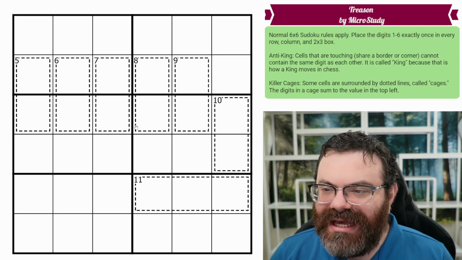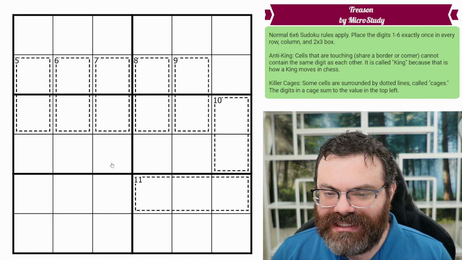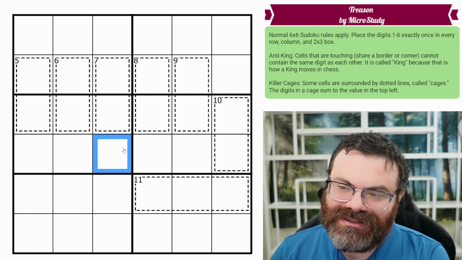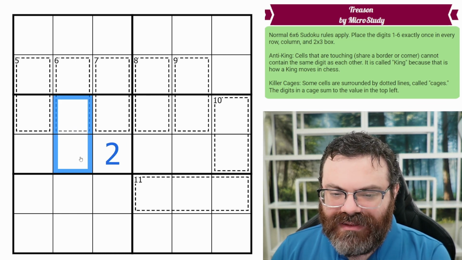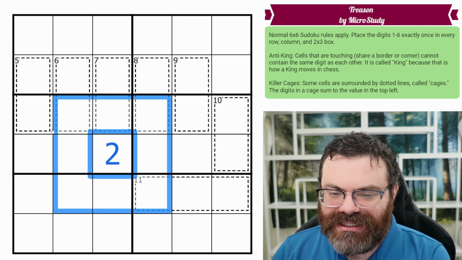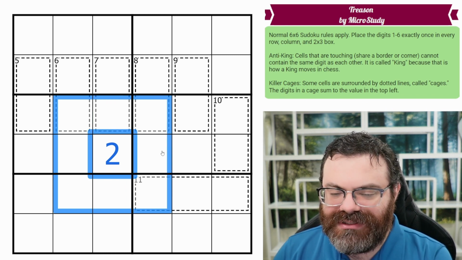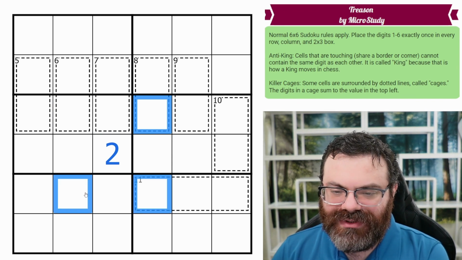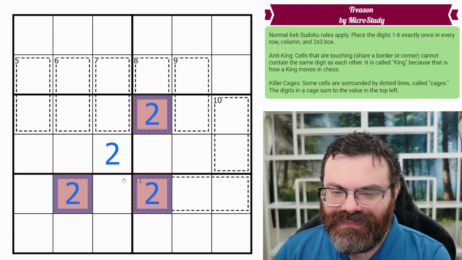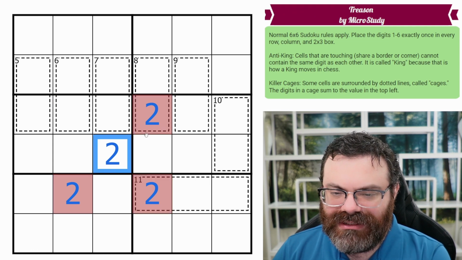All right, finally, we do have anti-king. Don't forget the anti-king. What anti-king means is it's sometimes called no touch. So if I have a 2 here, for example, then none of the digits around the 2, basically anywhere a king could capture, are allowed to be also a 2. So that's going to be important for basically just these 3 cells here. None of these are allowed to be a 2 because they would touch this 2.